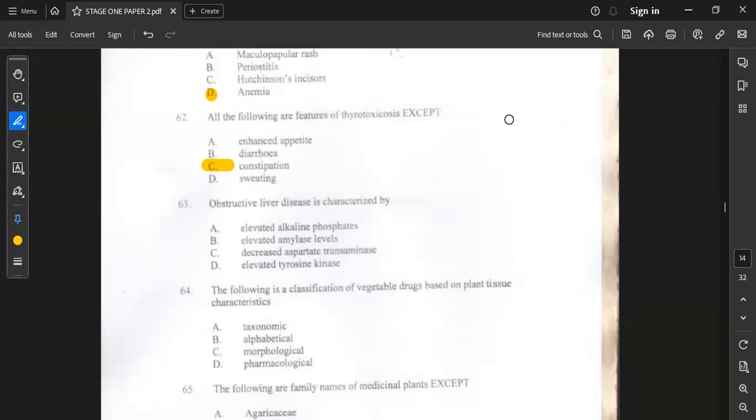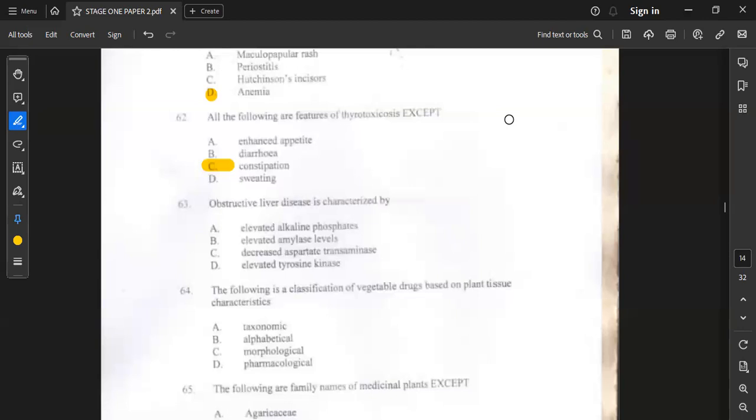Also, neonates born to mothers who have Graves' disease may be hypothyroid at delivery. So you can give them PTU or methimazole. I think that's it. We can move on to the next question.